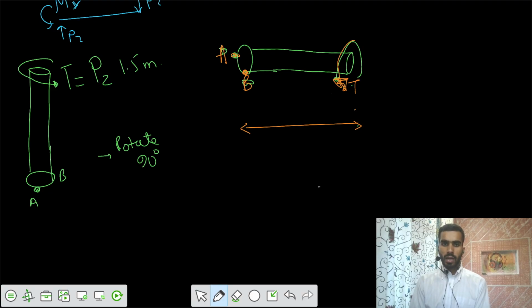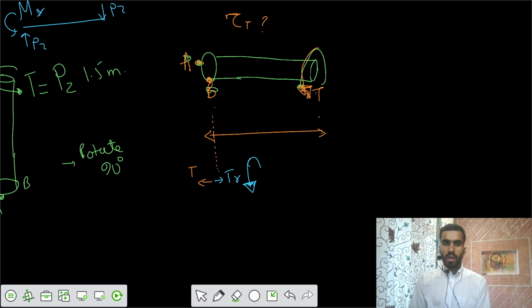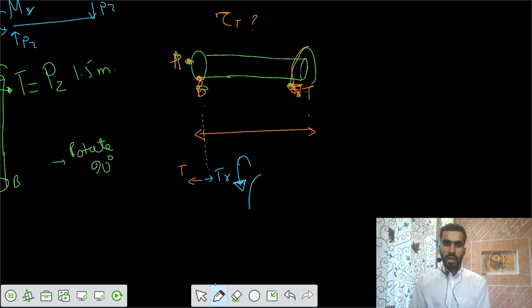Because we want the direction of torque, tau T, you cut the section. There would be some resistance. Let's say this was your T, and here we have some TR, and let's say this TR is in this way. The direction of TR is anti-clockwise, because if your right hand is anti-clockwise, the direction of TR is in this way. So anti-clockwise TR.